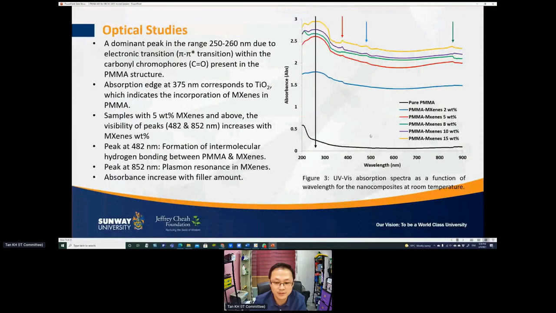So now we proceed to the UV absorption. The first black arrow shows the dominant peak, which is usually found in the PMMA. And then the big arrow shows the absorption edge at 375 nanometers. This basically refers to the titanium oxide band. All right, and then the blue and the green are the bands referring to the interactions of the MICNCs with the PMMA, and the plasma resonance exhibited by the MICNC at 852. So that's the peak that we can observe in the UV.